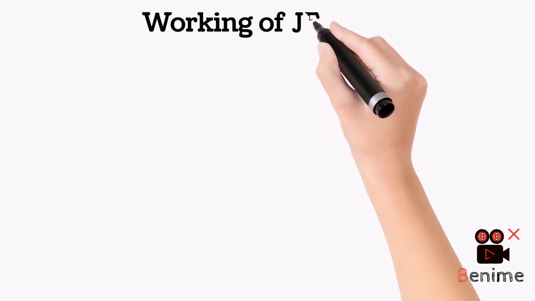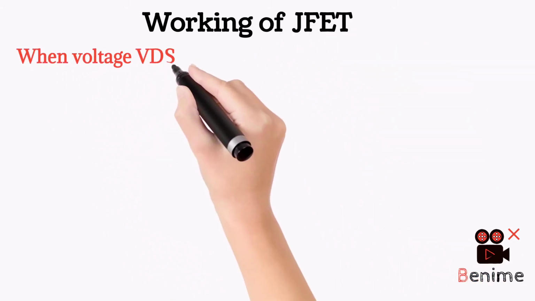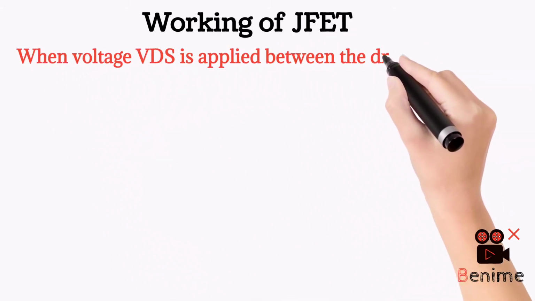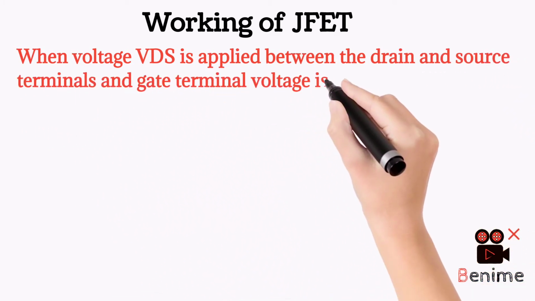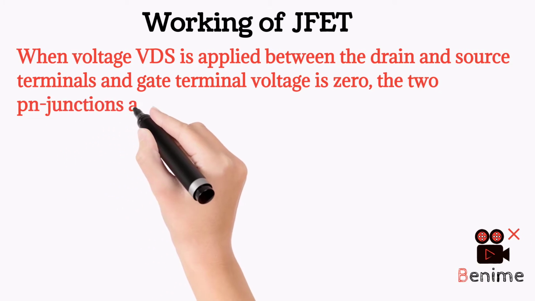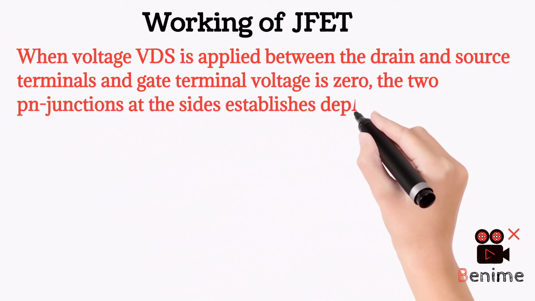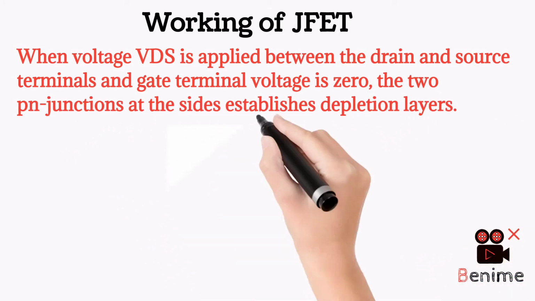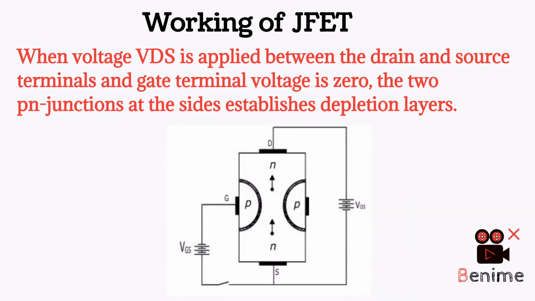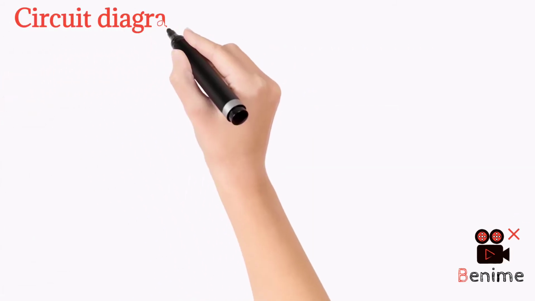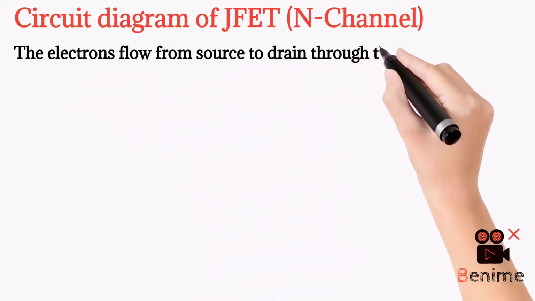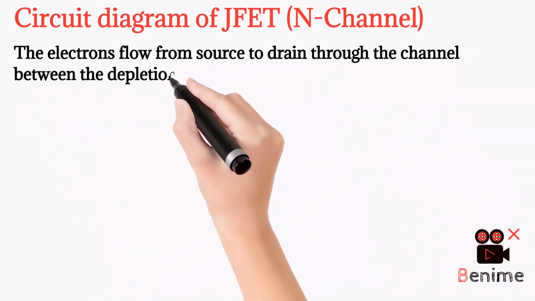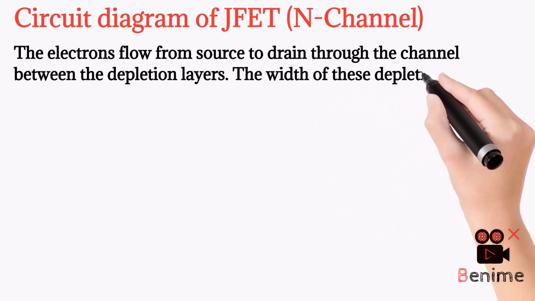Now we will discuss about the working of JFET. When voltage VDS is applied between the drain and source terminals and gate terminal voltage is 0, the two p-n junctions at the sides establish depletion layers. The circuit diagram is shown below. The electrons flow from source to drain through the channel between the depletion layers. The width of these depletion layers determine the width of the channel and hence the current conduction through the bar.